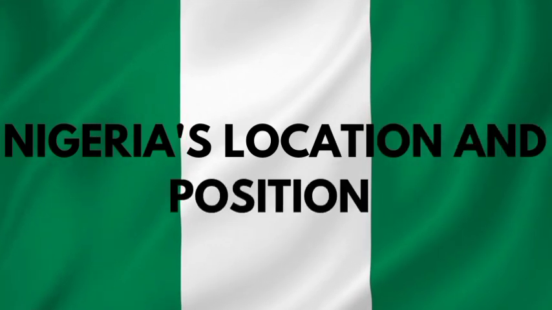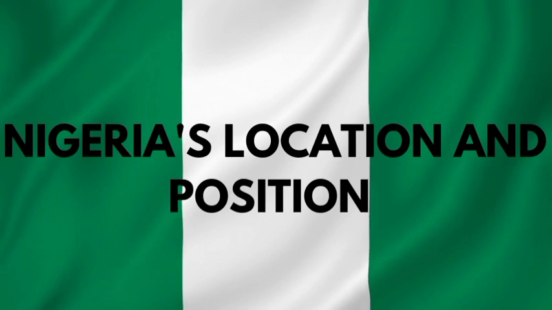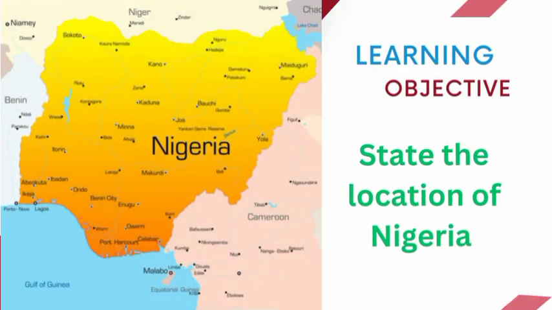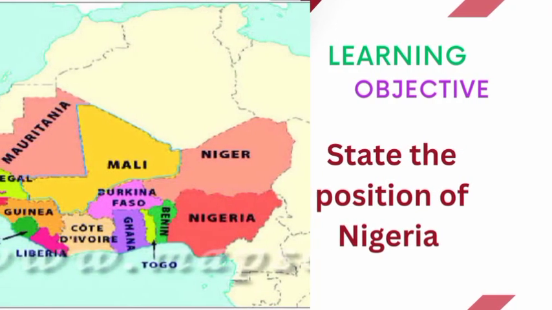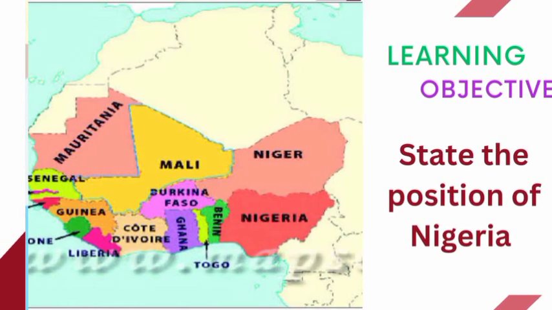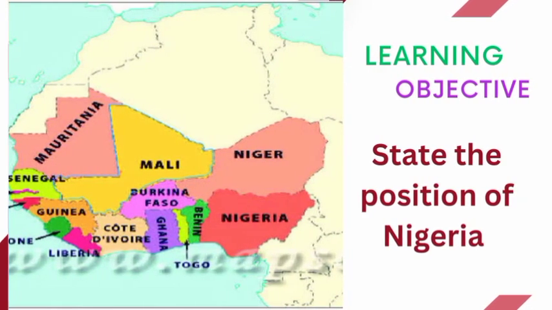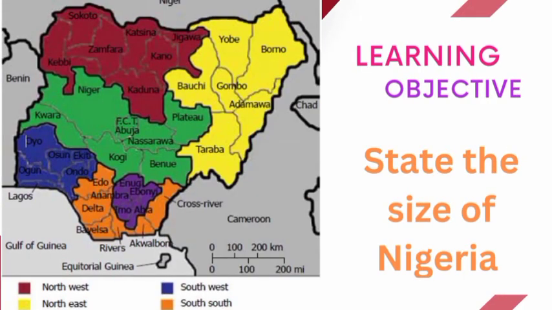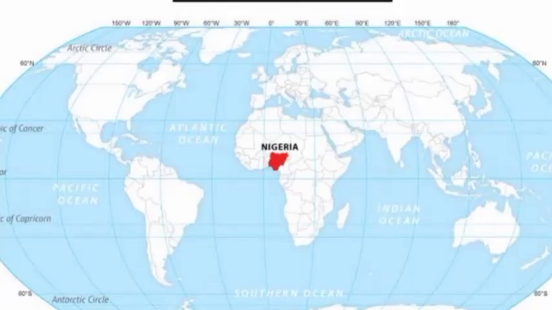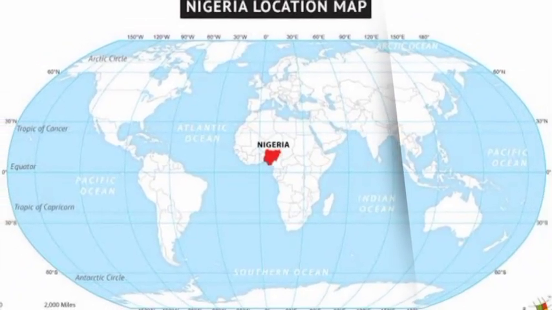Today we'll be looking at another interesting topic, Nigeria's location, position and size. In this lesson we'll be looking at various objectives. One, we should be able to state the location of Nigeria in terms of latitude and longitude. Also, we'll be looking at the position of Nigeria on the globe, the neighboring countries that border Nigeria. Also, we'll be looking at the size of Nigeria, which has to do with the area extent.